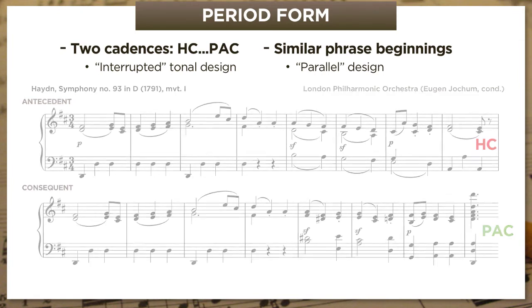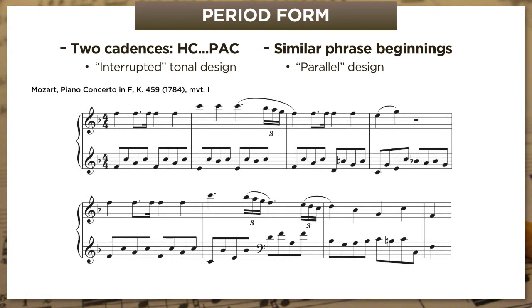And we see the same thing in the Mozart that we looked at first. There's an antecedent phrase that ends with a half cadence and a consequent phrase that ends with a PAC.